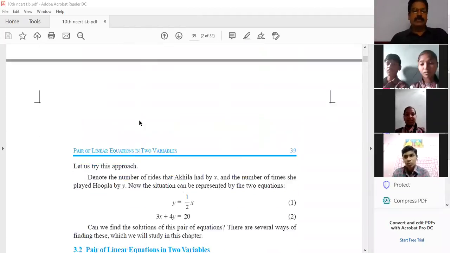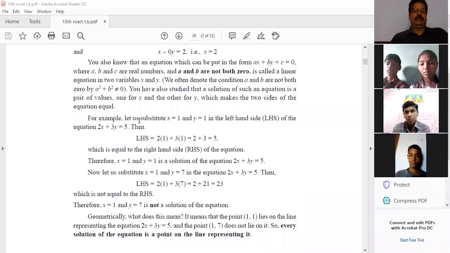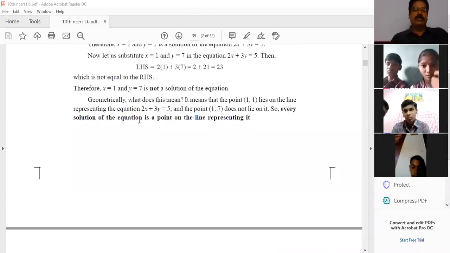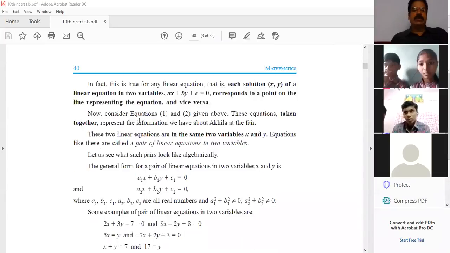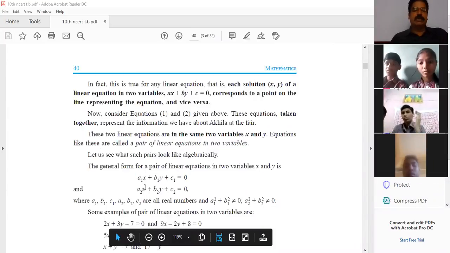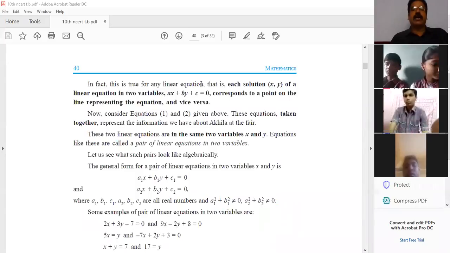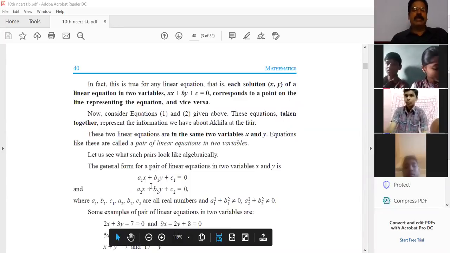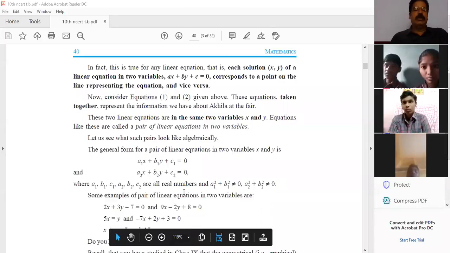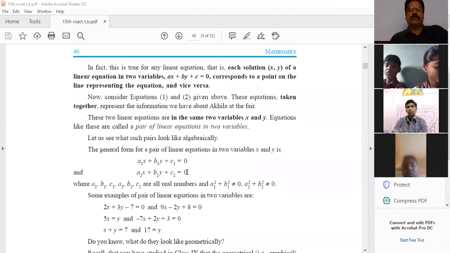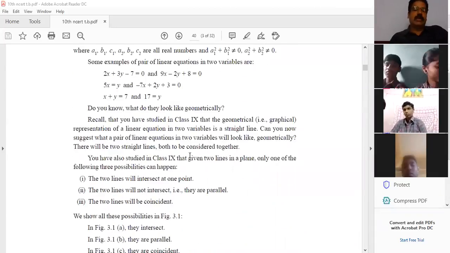See, in this, the first condition I said: the general form of pair of linear equations in two variables is a1x plus b1y plus c1 equal to 0, a2x plus b2y plus c2 equal to 0. Some are telling ax plus by plus c equal to 0, but you have to say this one. Here a1, b1, c1, a2, b2, c2 are real numbers, a1 squared plus b1 squared is not equal to 0, a2 squared plus b2 squared is not equal to 0.